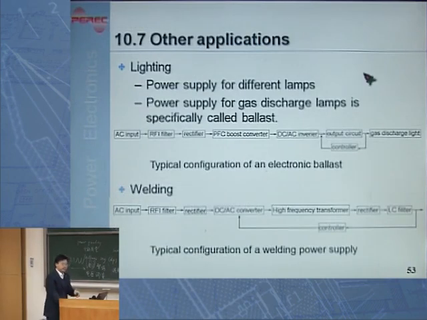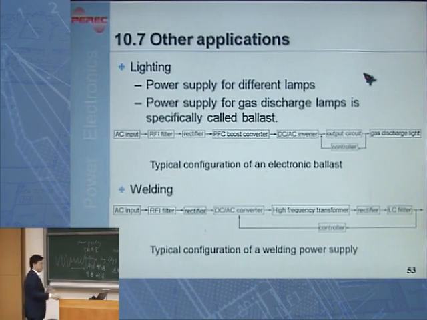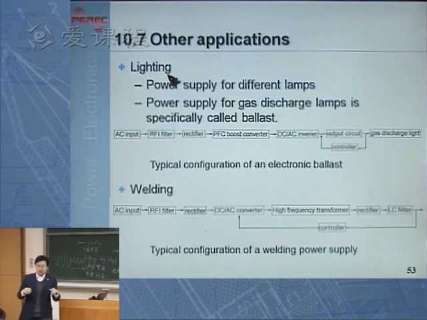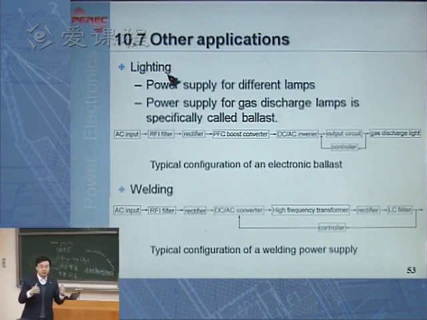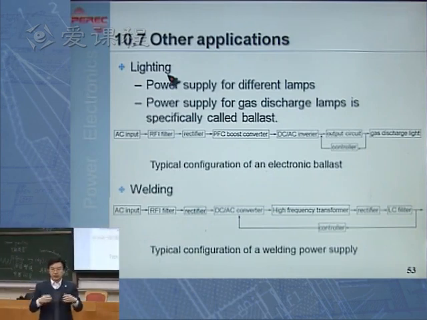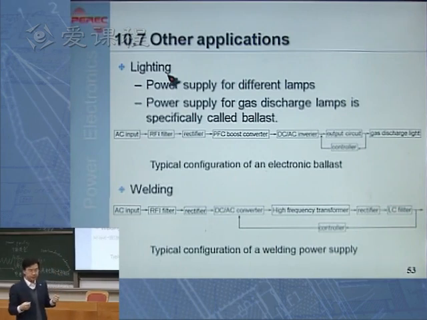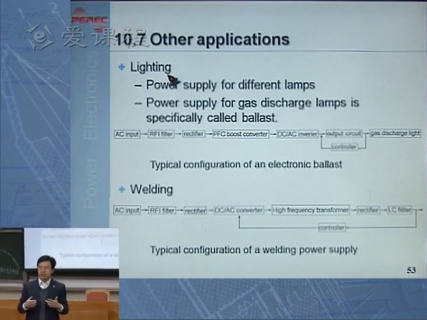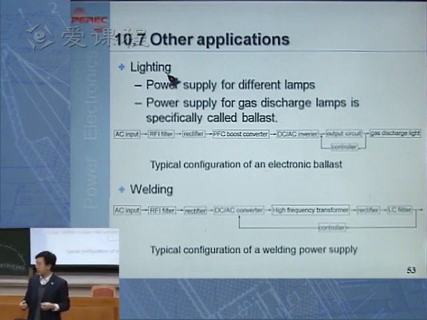There are other applications. Lighting is one example. Traditionally, all these lights just turn on and turn off without power converters. These are directly connected to the grid. But gradually, a lot of new lighting sources are coming out. You have LED, light emitting diode.